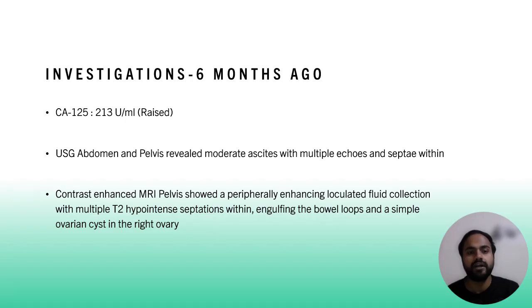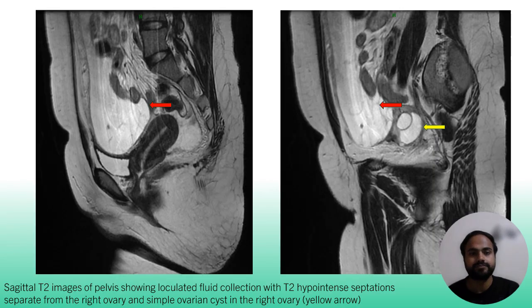Investigation: CA-125 was 213 units per ml, which was raised. USG abdomen and pelvis revealed moderate ascites with multiple echoes and septae within. Contrast-enhanced MRI pelvis showed a periphery enhancing loculated fluid collection with multiple T2 hypointense septations within, engulfing the bowel loops and a simple ovarian cyst in the right ovary.